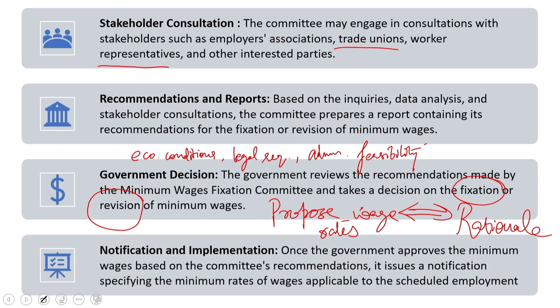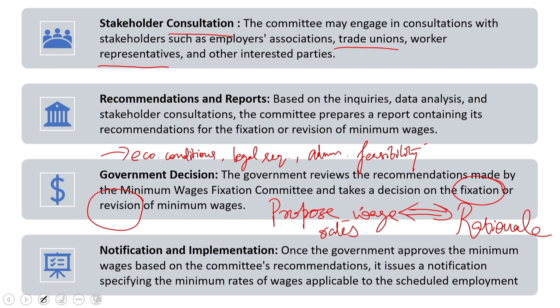So when you look into the entire committee method, it ensures, one, a consultative, and two, an evidence-based approach to the fixation. I would try to underline this. One is consultative, because we have seen there is a stakeholder consultation going on. There are a lot of pros and cons. They look into the economic conditions, the legal requirements, and the administrative feasibility. So there is an evidence-based approach also that we can observe to the fixation and revision of the minimum wages.